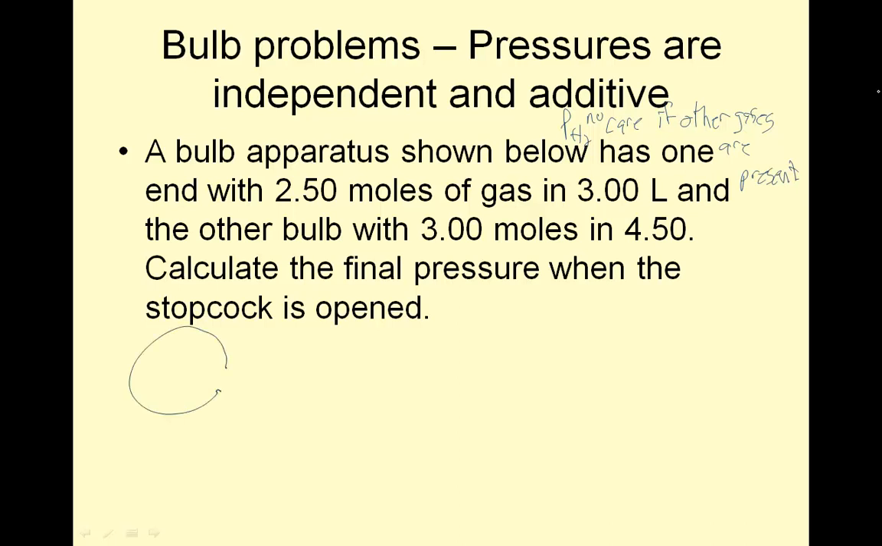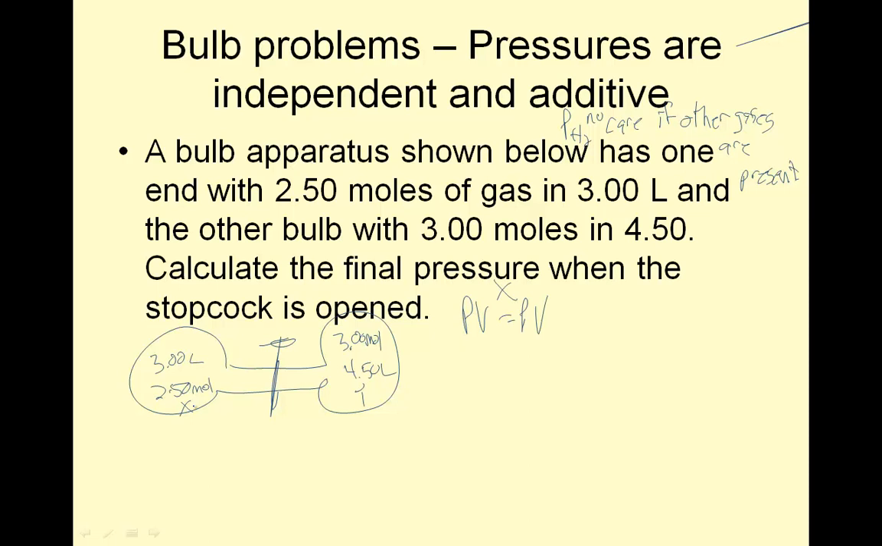A bulb apparatus shown below has one end with 2.50 moles of gas in 3.00 liters, and the other bulb with 3.00 moles in 4.50 liters. Calculate the final pressure when the stopcock is opened. So this opens up, and the gases mix. I'll call this gas X and this gas Y. So for X, I'm going to do PV equals PV.